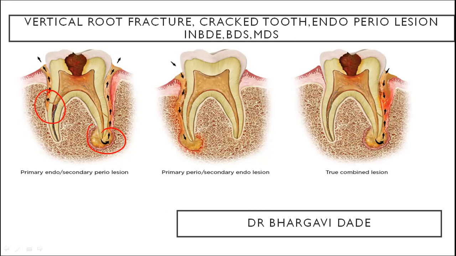Now primarily perio, secondary endo means, see here, first there is pocket depth which is causing damage, and then next you have endo problems also. A true combined lesion is where caries is there and also a pocket is there, so it is both a perio and endo problem.